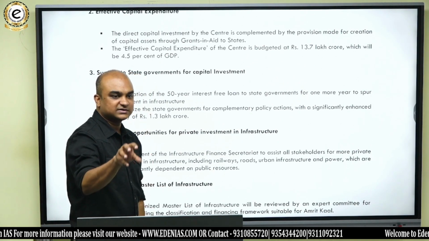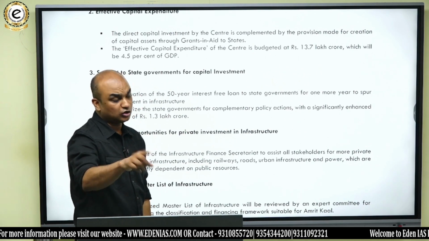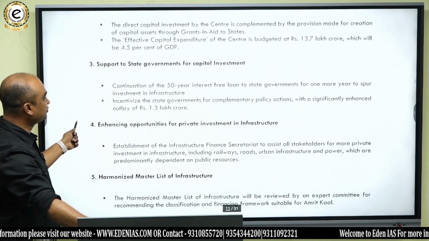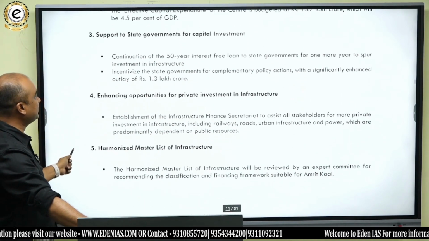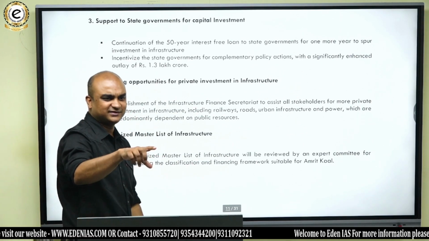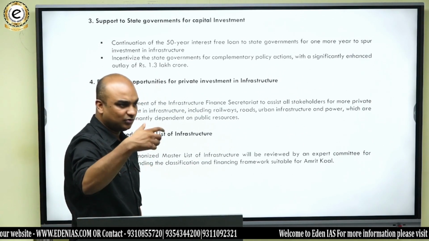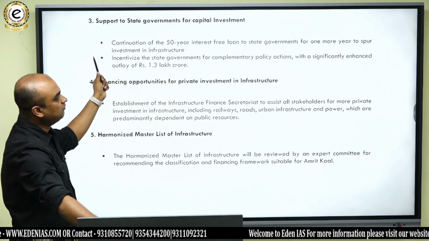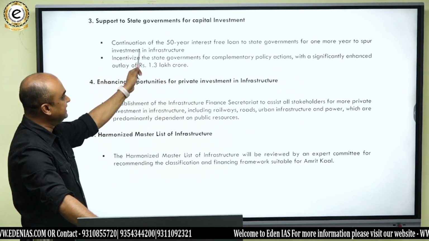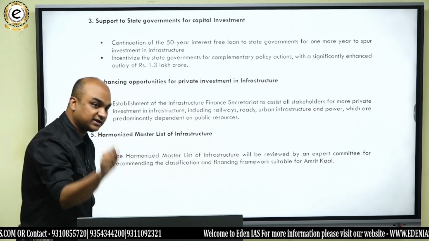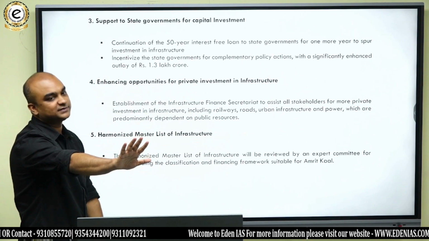रिमेंबर ग्रॉस फिक्स्ड कैपिटल फॉर्मेशन, वो उसकी बात हो रही है. Support to state governments for capital investment, continuation of the 50-year interest free loan. वो लॉन्ग टर्म लोन जो दे रहे थे, ठीक है, सर्वे में भी बात हुई थी उसकी, वो फिर से बढ़ा दिया गया है. Interest free loan to state governments for 1 more year to spur investment in infrastructure. बट बात यह है कि वो जो पैसा लोगे आप इंटरेस्ट फ्री लोन का, उससे इंफ्रास्ट्रक्चर ही क्रिएट करना पड़ेगा, और 50 साल में वापस करना है.